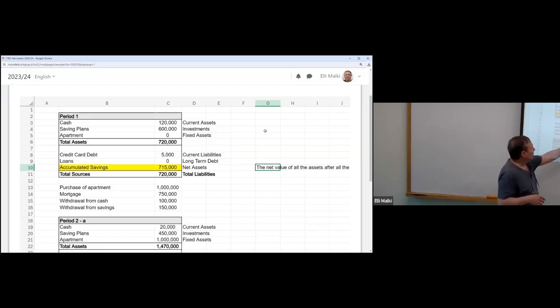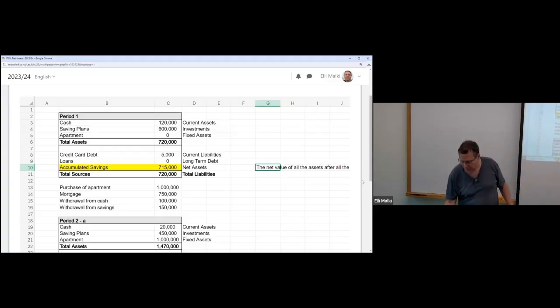Now, how do they fund the purchase of the apartment? They decide that they can withdraw 250,000 from their own resources. 100,000 they will take from their cash, so they will decrease the cash reserve from 120 to 20, and 150 they will take from their savings. The rest, 750, will be taken as a loan, as a mortgage. So they take a mortgage of 750.